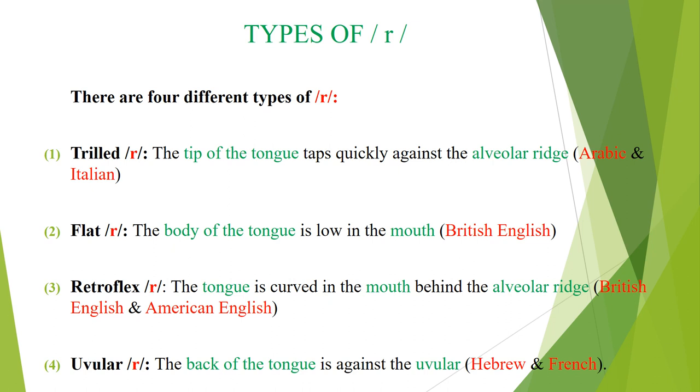And the fourth type is uvular ra, where the back of the tongue is against the uvula. And this is found in Hebrew and French. They pronounce it as ra, car, star.